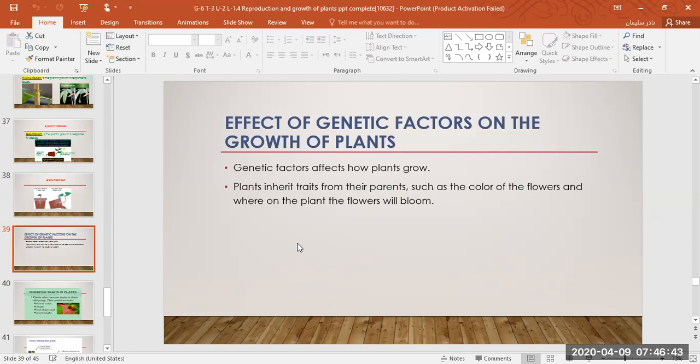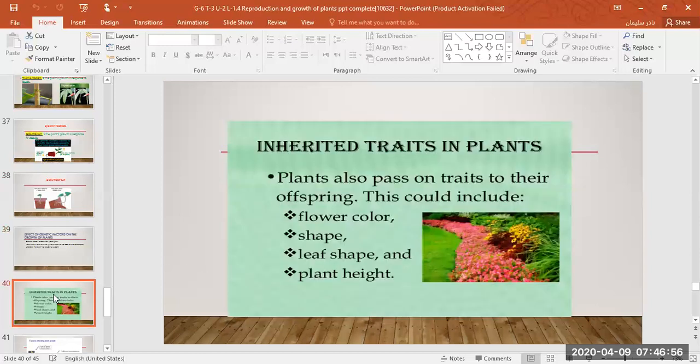Okay, such as the color of the flower, where on the plant the flowers will bloom. All these characteristics are inherited from the parent plants. Okay, so these characteristics pass from the parent plants to offspring. So plants also pass on traits to their offspring. What are these traits? These traits include characteristics about the growth of the plant, because genetic factors affect the growth of the plant, like the flower color, the shape of the plant, and also the leaf shape. All these are inherited, and plant height. Okay, so these are characteristics and traits that are inherited genetically from the parent plants.